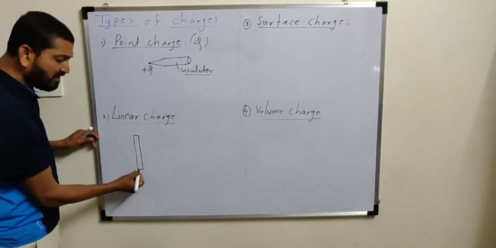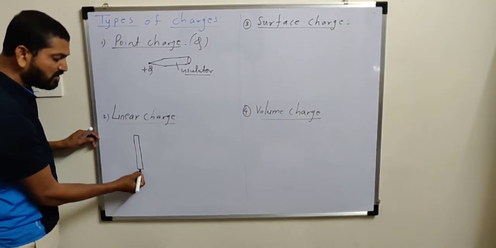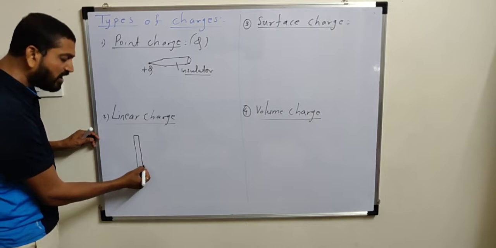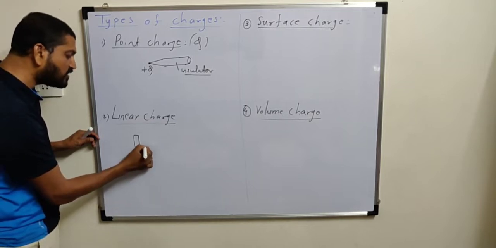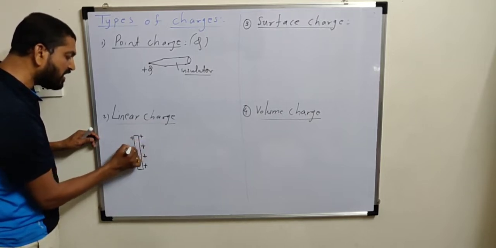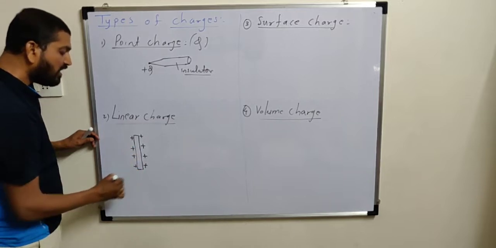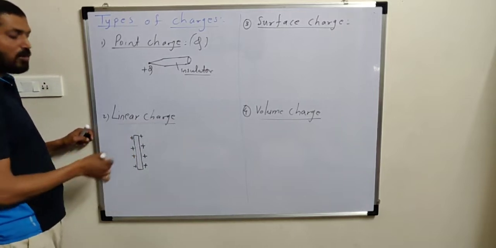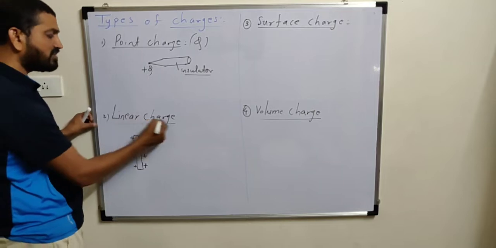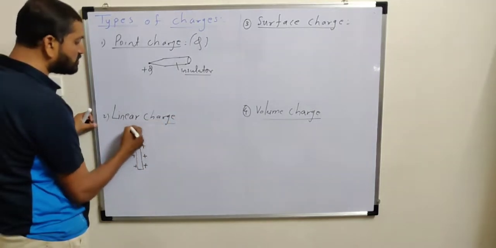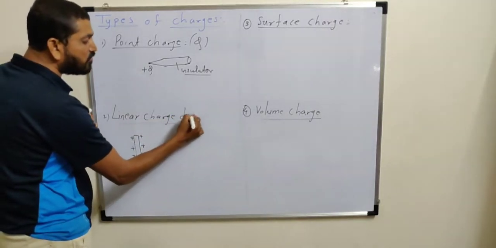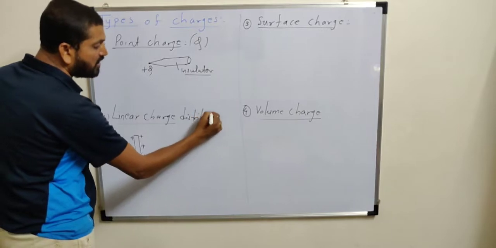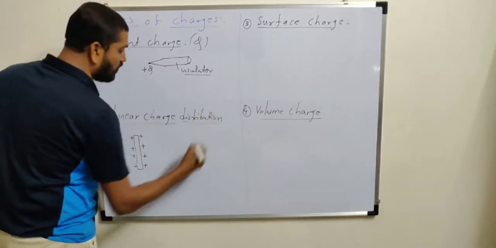Suppose this end is rubbed, then whatever charge is produced does not remain at that point. It will spread everywhere on its total length. And such a kind of distribution of charge, or such a type of charge, is called a linear charge, and the distribution is called a linear charge distribution. Linear charge distribution. This is very, very important.